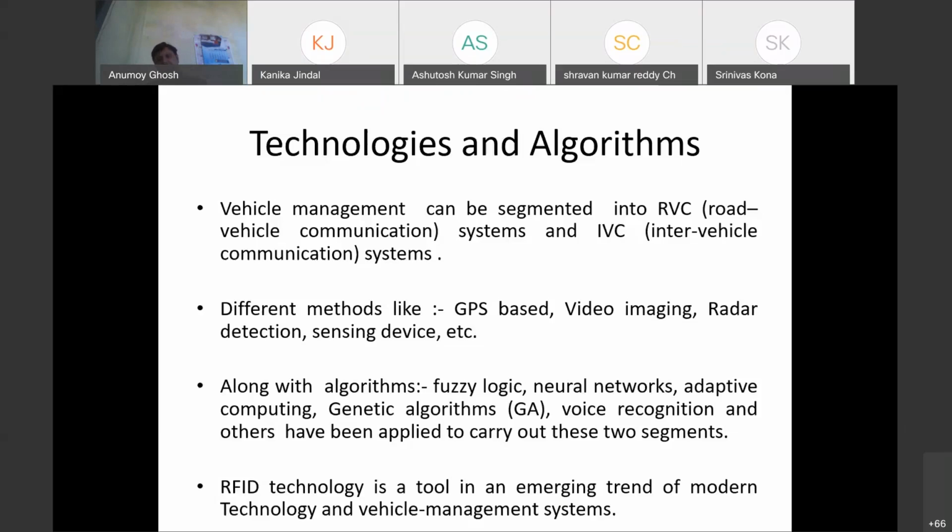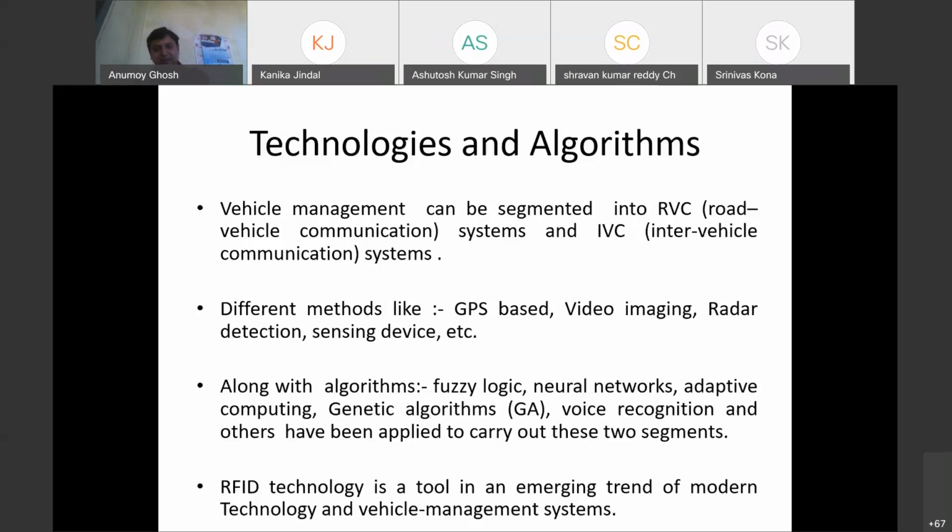Algorithms are generally fuzzy logic and neural network. We will not discuss these algorithms right now because they are not pertinent to this presentation. I just want to inform you that the various algorithms used for programming the RFID chipset are fuzzy logic and neural network. For example, in toll tax, the algorithm we generally use is the geodetic algorithm. Other methods are the GPS based method, video imaging method, and radar detection method.